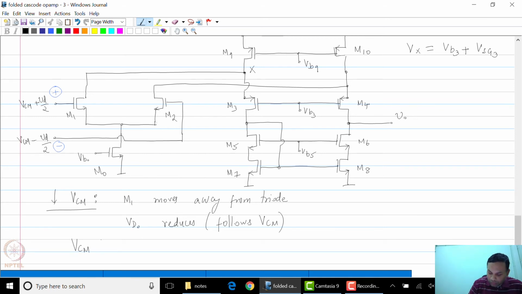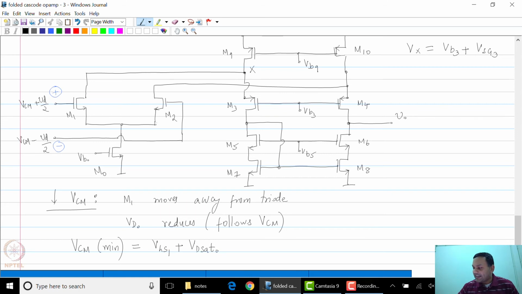So the minimum value of VCM is equal to VGS1 plus VDSat0. So this is the minimum value. Beyond this, M0 goes into triode region.